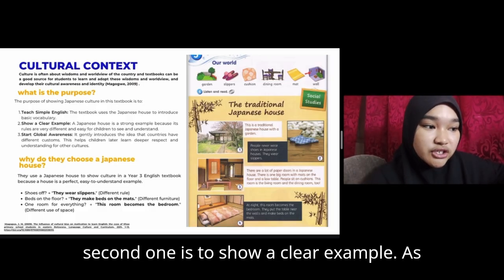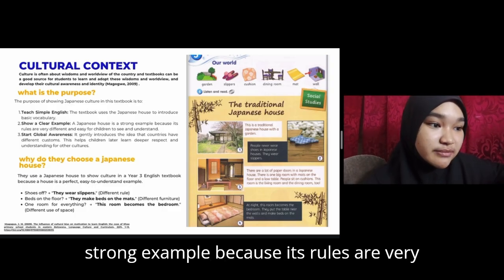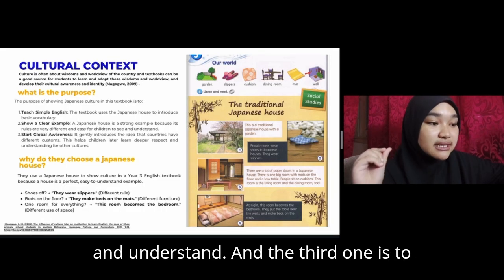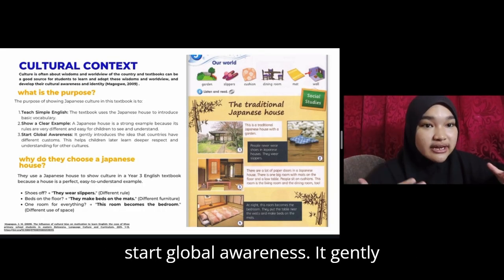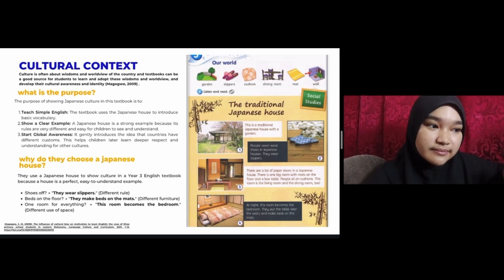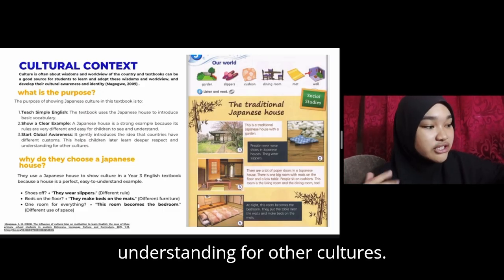So the second one is to show a clear example. As I said before, the Japanese house is a strong example because its rules are very different and easy for children to see and understand. And the third one is to start global awareness. It gently introduces the idea that countries have different customs. This helps children later on learn deeper respect and understanding for other cultures.